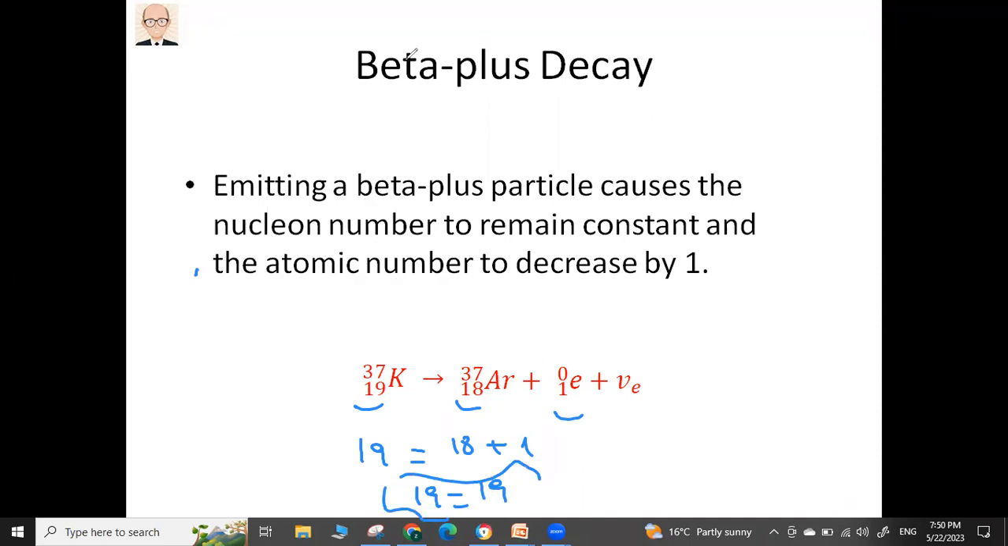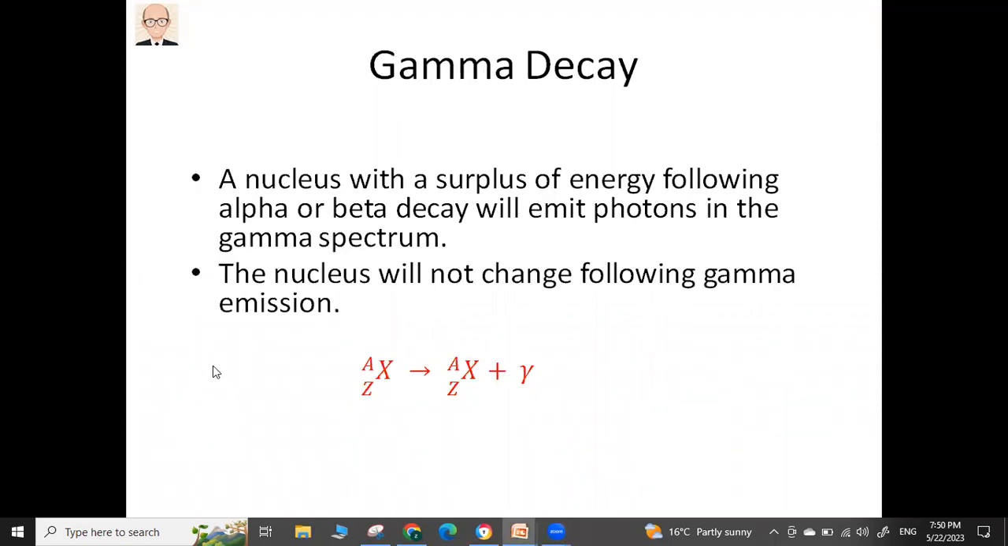Yeah, so it's beta plus decay. And finally, gamma decay. A nucleus with a surplus of energy following alpha or beta decay will emit photons in the gamma spectrum. The nucleus will not change following gamma emission. So whenever we have gamma emission, gamma decay, atomic number or mass number will not change. It will stay the same.